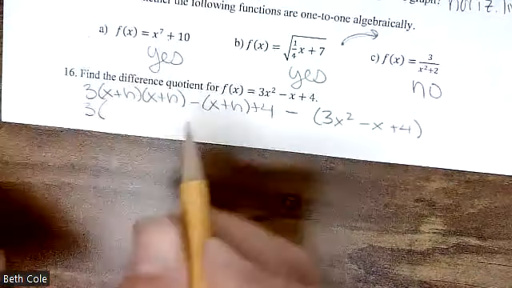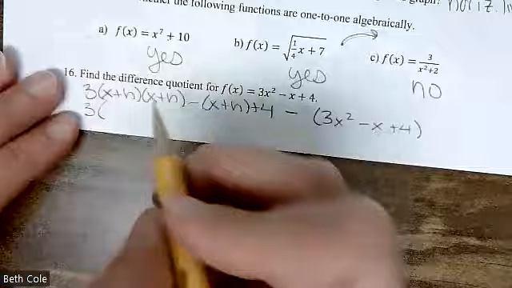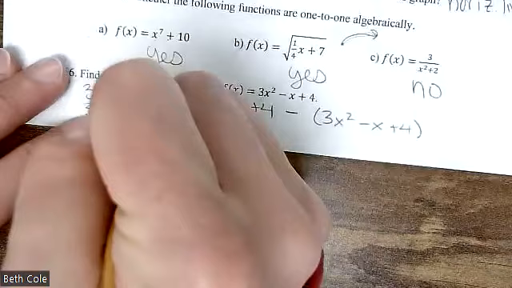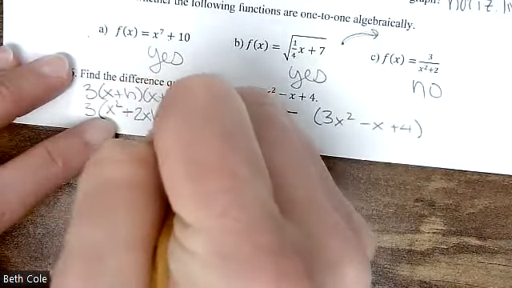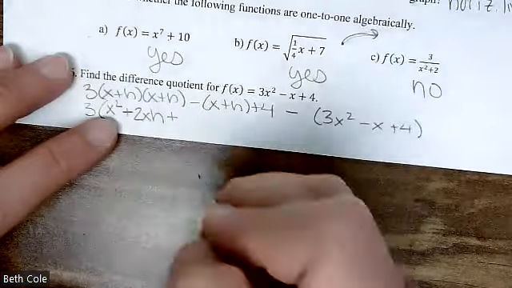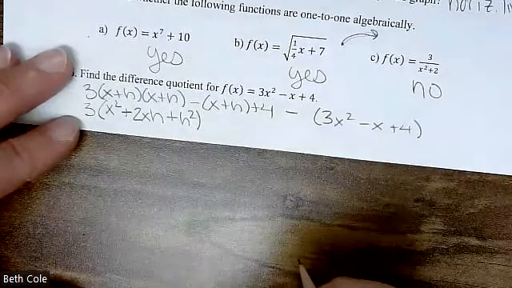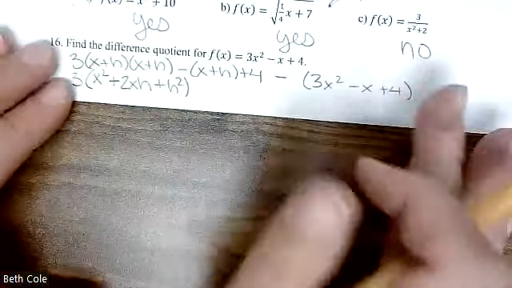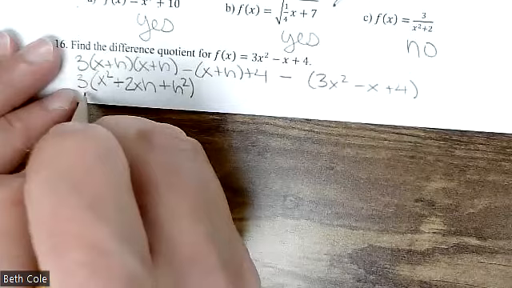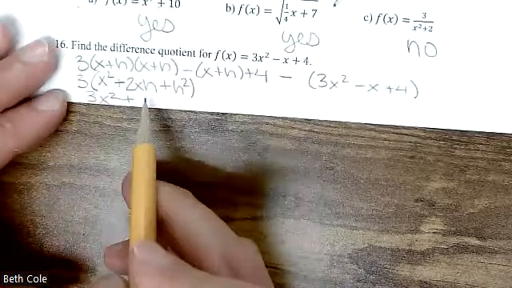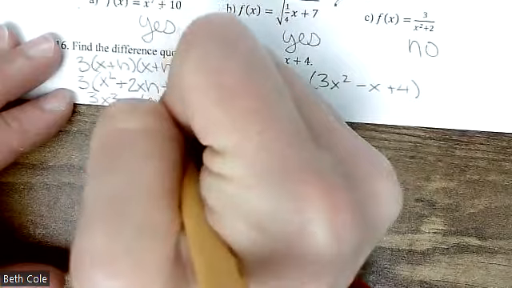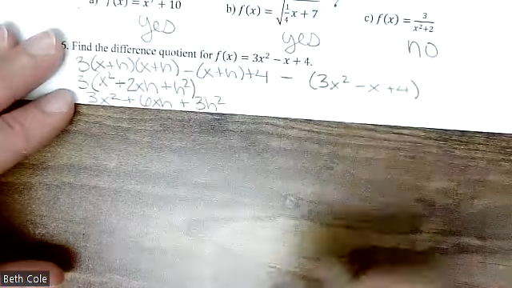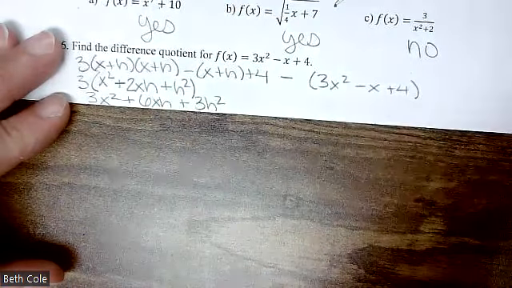So this is going to be 3x times x. Good. You have xh on the outside, xh on the inside. So that would be 2xh, and then h times h. Good. I'm going to go ahead and just distribute that. That would give you 3x squared plus what? 6xh plus 3h squared. Good. I didn't want to have to write the whole thing over again. I'm trying to save you some writing.